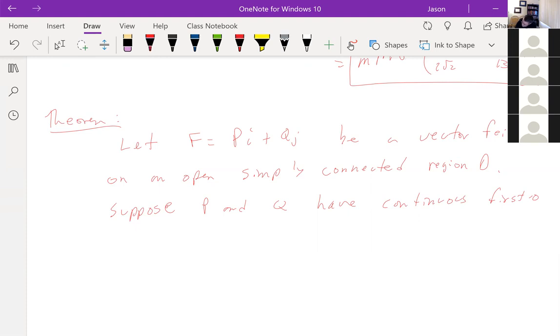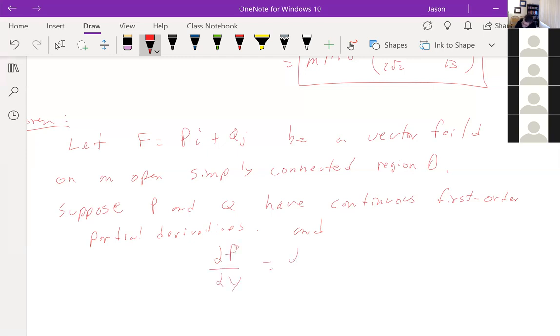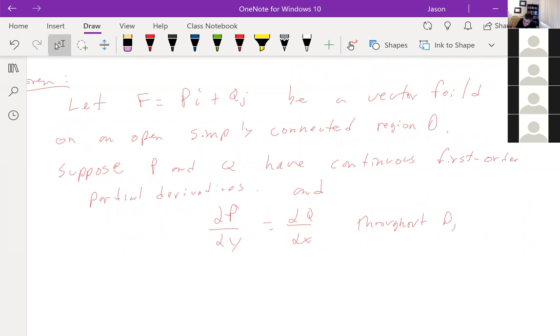just like those guys in Star Wars, they're the first order. Okay, first order, I can't write. First order partial derivatives and the partial of P with respect to y is equal to the partial of Q with respect to x, throughout D, then we say that F is conservative.